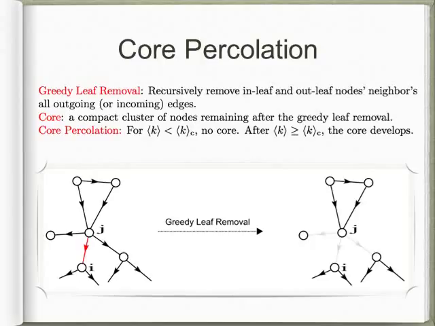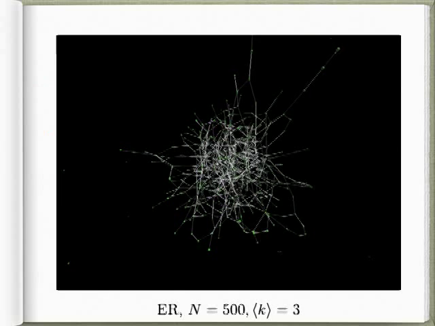Of course, if the network is dense enough, then eventually you will end up with a very dense connected subgraph. If the network is very sparse, then eventually all the nodes will be isolated. Let me show you a few examples. So we have an Erdős–Rényi network with 500 nodes, mean degree 3. If you do the greedy leaf removal, then all the links will be removed. All the nodes will become isolated, nothing left.